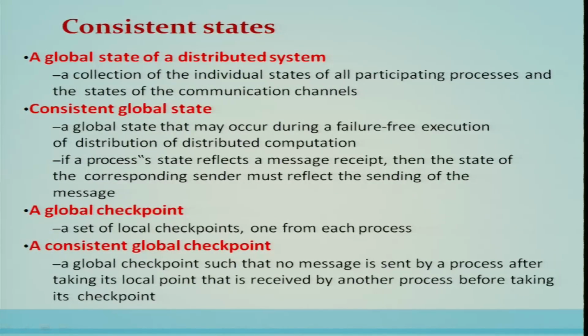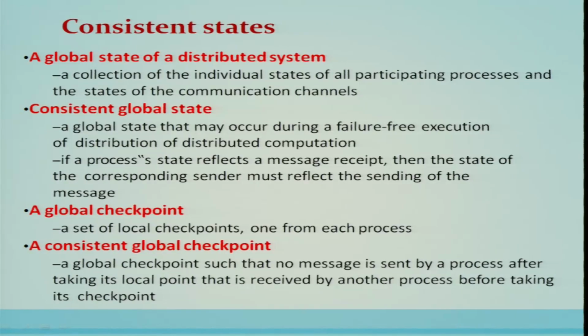Now consistent states. A global state of a distributed system is nothing but a collection of individual states of all participating processes and the states of the communication channels. A consistent global state is a global state that may occur during the failure-free execution of a distributed computation. If a process's state reflects a message receipt, then the state of the corresponding sender must reflect the sending of the message. That means in a consistent global state, if a message is received, then its send is also recorded. If that is maintained, then it is called a consistent global state.